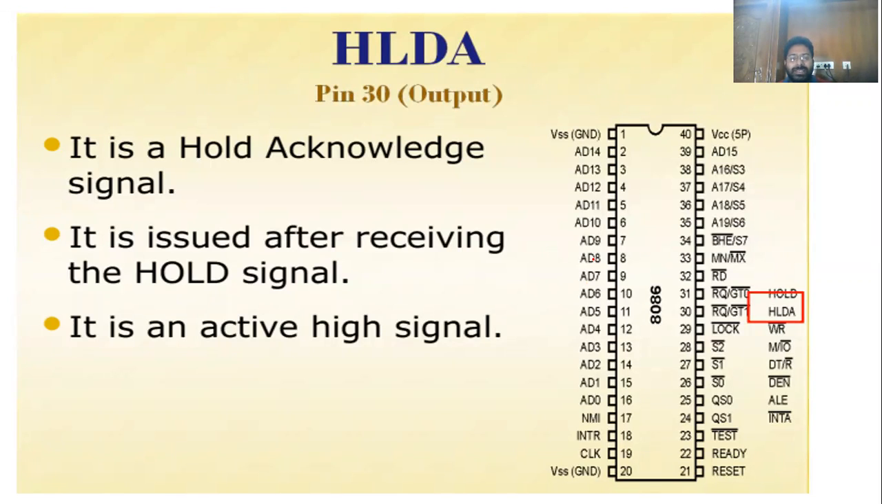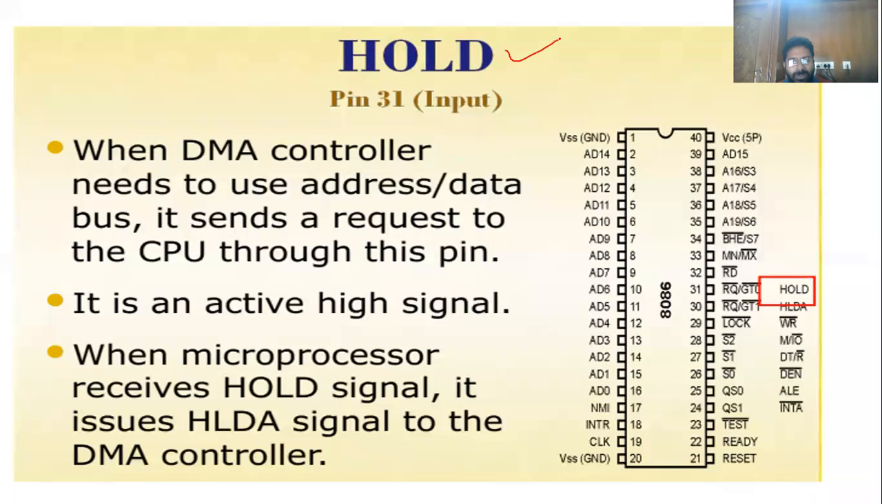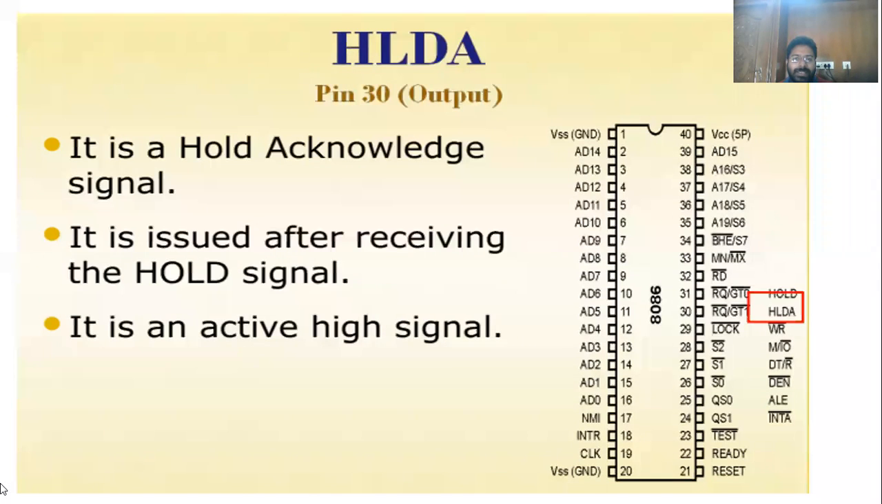Hold and hold acknowledgement. We use these in DMA, direct memory access. Whenever the microprocessor wants to access the memory, it can give the hold signal. If the DMA controller accepts that request, it generates the hold acknowledgement signal.